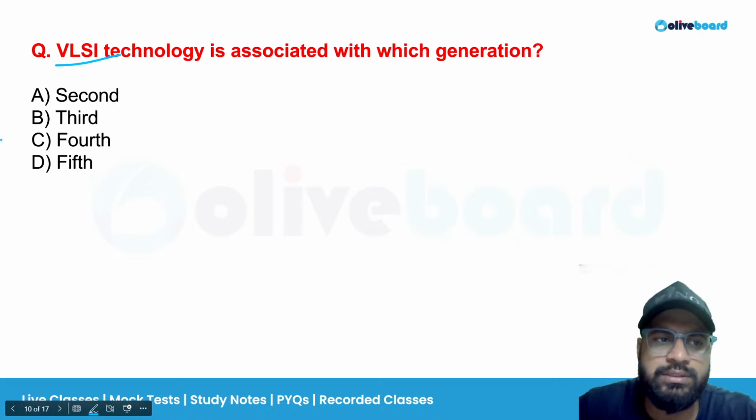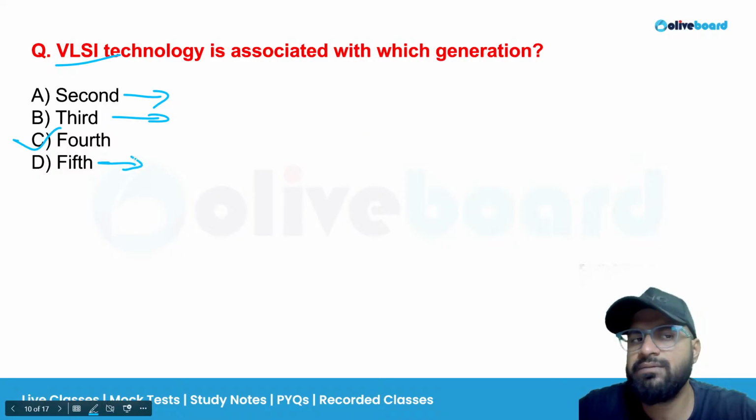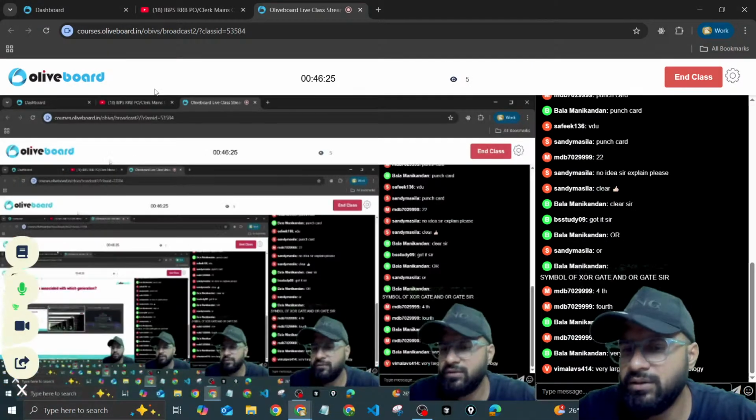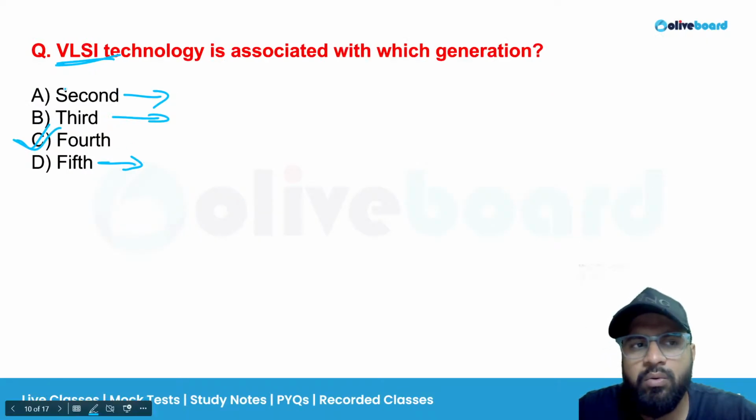Yes, the correct answer is fourth generation. Can anyone describe, students, what technologies we use in second generation, what technologies we use in third generation, and what technologies we use in fifth generation? C is the correct answer. VLSI technologies we use in fourth generation. Yes, very large scale integrated technology is correct. Can anyone tell me what we use in second, third and fifth generation?